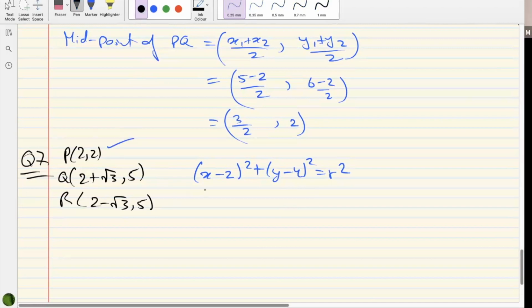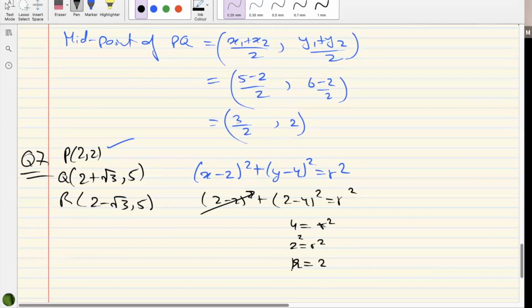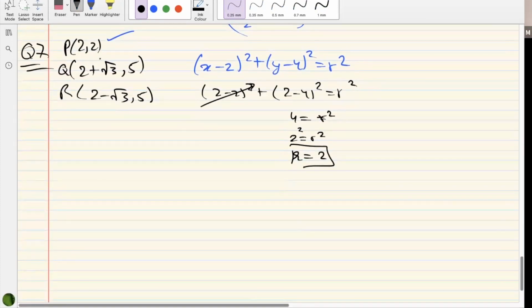I'm going for this. 2 minus 2 whole squared plus 2 minus 4 whole square equals r square. So this is 0. The other half is 4, which is equal to r square. 2 square equals r square. So r is equal to 2. And the second part said to show that it is an equilateral triangle. So we make any of the pairs.